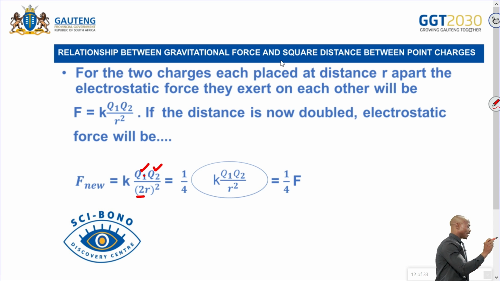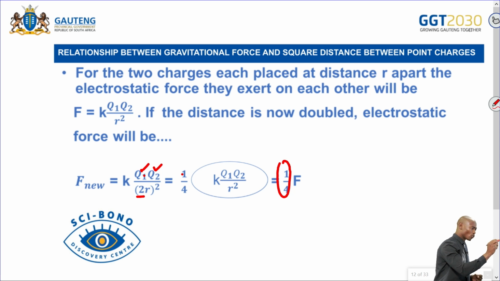So the distance is doubled. So it's 1 over. Where is this 4 coming from? It's 2 squared. So 2 squared is 4. So here I'm having 1 over 4, right? And then where is this R squared coming from? R to the power 2, which is R squared. So I'm having 1 over 4 K Q1 Q2 over R squared.